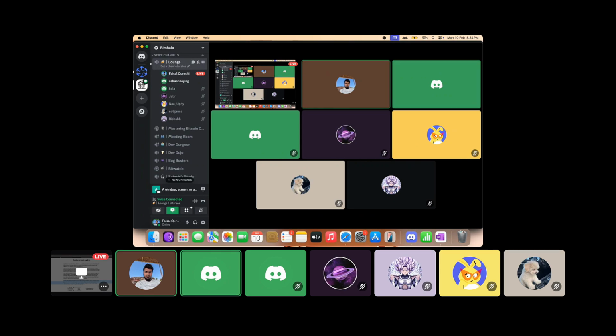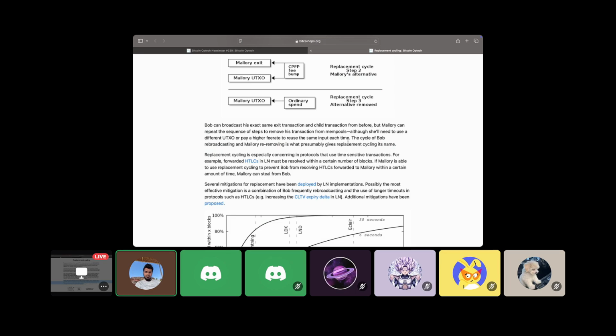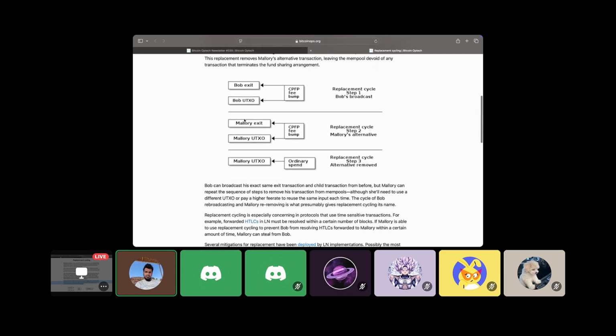What your counterparty can do is prevent you from getting that transaction confirmed. So Bob and Mallory share a commitment transaction. They jointly own a UTXO, an unspent transaction output. When Bob wants to unilaterally exit, Bob broadcasts his version of the exit. So there are two versions. Bob has his own version, Mallory has their own version. If any one of them gets mined, then they can unilaterally exit the contract.